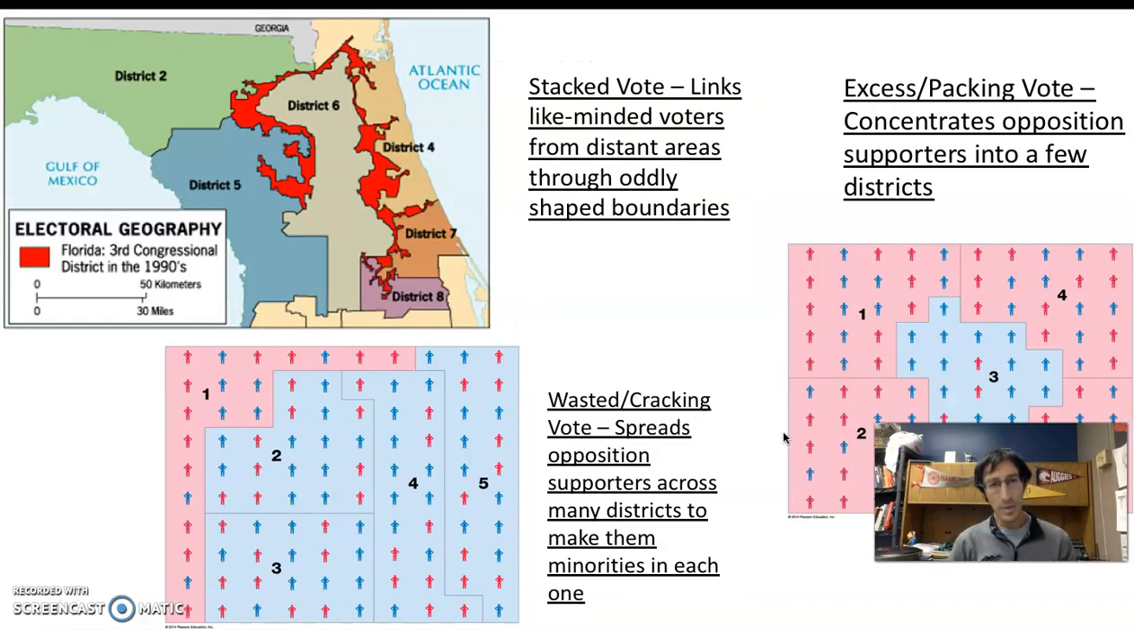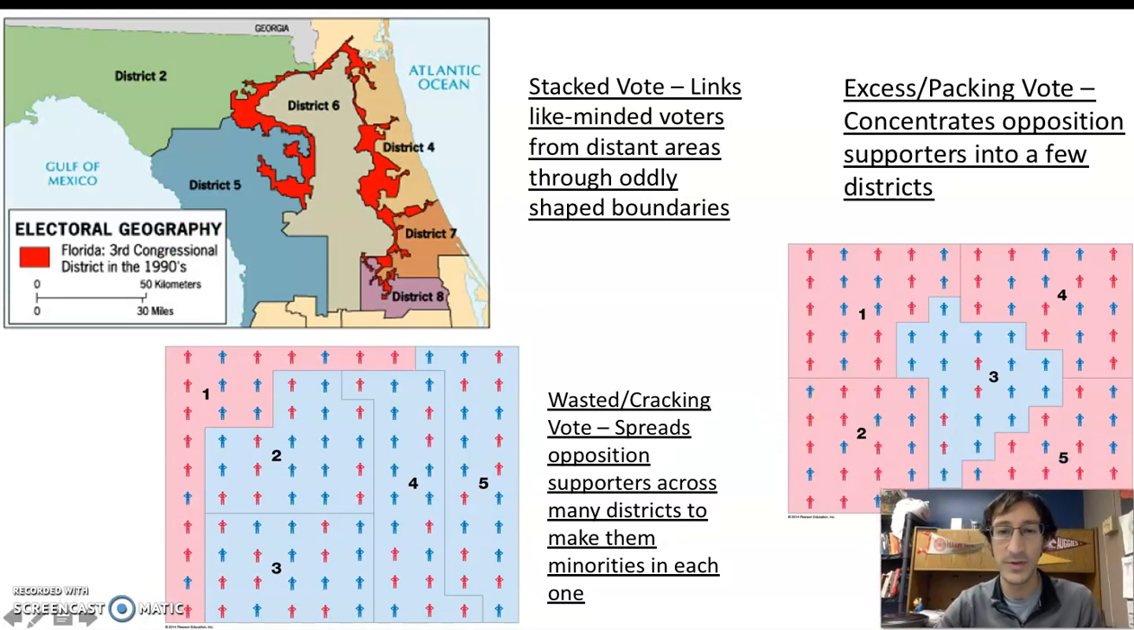So why does this matter, why does this happen? As we said, to benefit one party or one group of people. When we talk about specific examples, here's one from Florida in the 1990s. Remember what we said: districts have to have an equal number of people, or about an equal number of people, and they have to be contiguous. They have to be connected by land. While you can't see it, there's a little sliver that connects this little spot here within this ridiculously shaped third district that no longer exists.